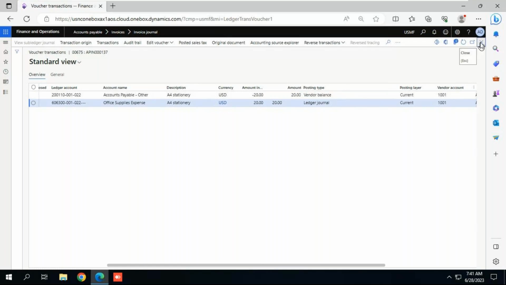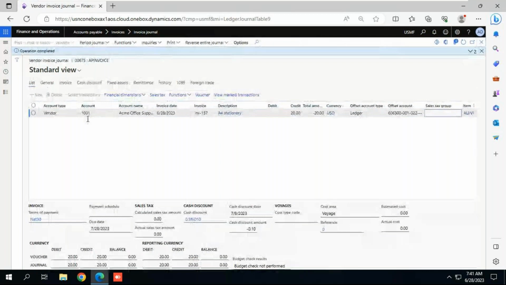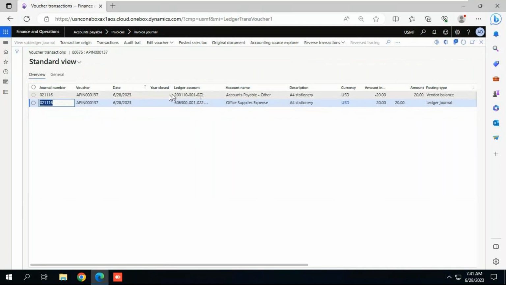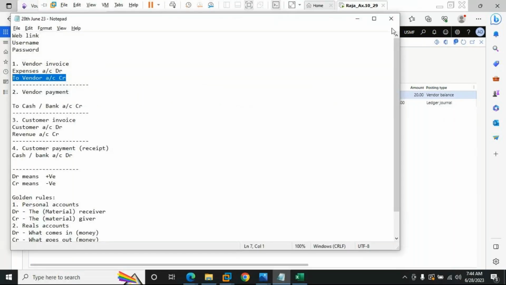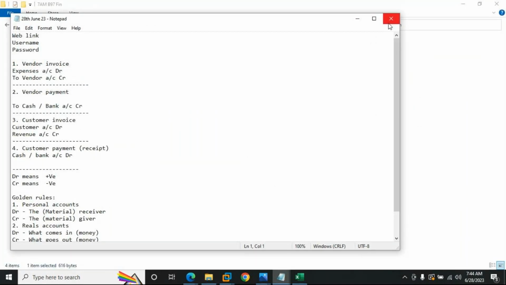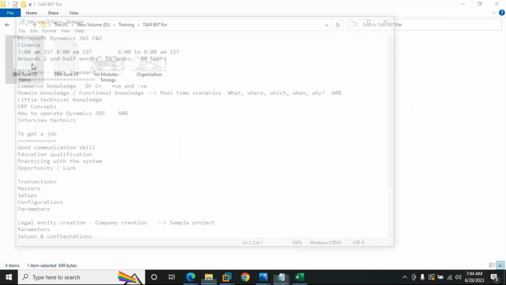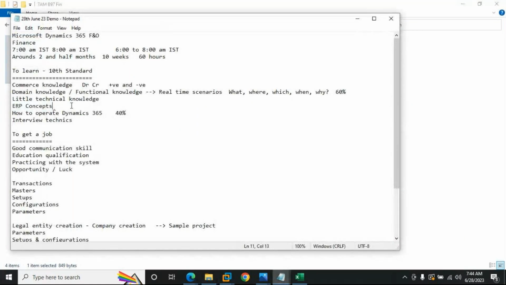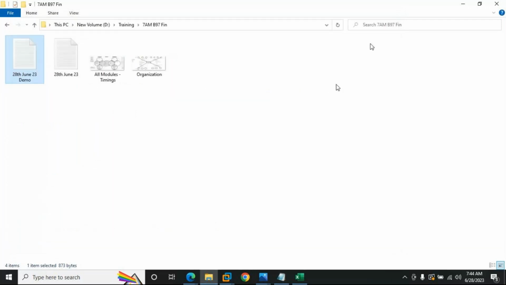Actually, I have selected vendor account number 1001, ACME Office Supplies. If I go to the voucher, it is showing 200100. It is not showing that one. So for that, I need to explain one concept called the ERP concept. I will explain the ledger and subledger concept. Later you will understand ledger versus subledger. One ERP concept you need to understand.